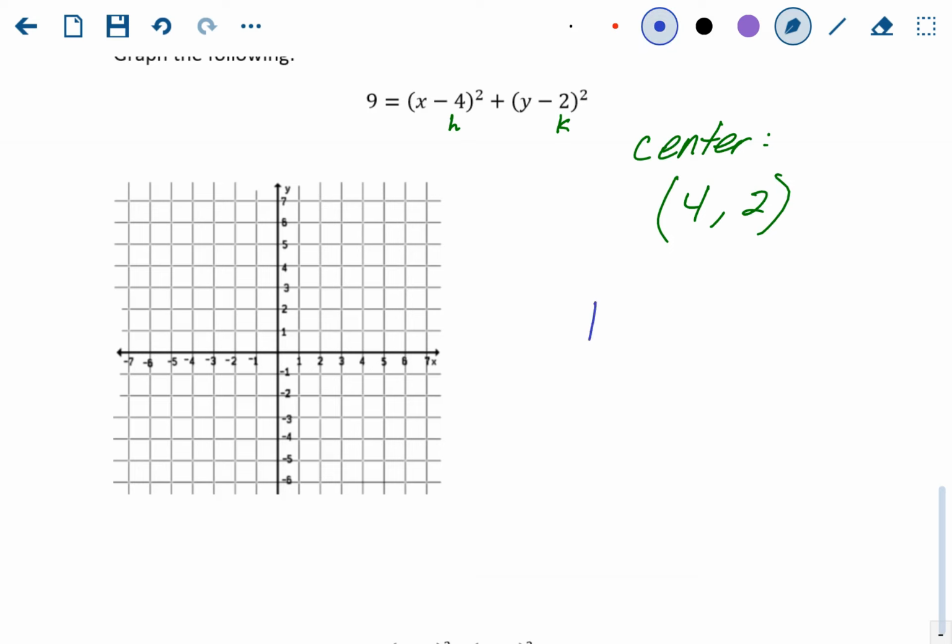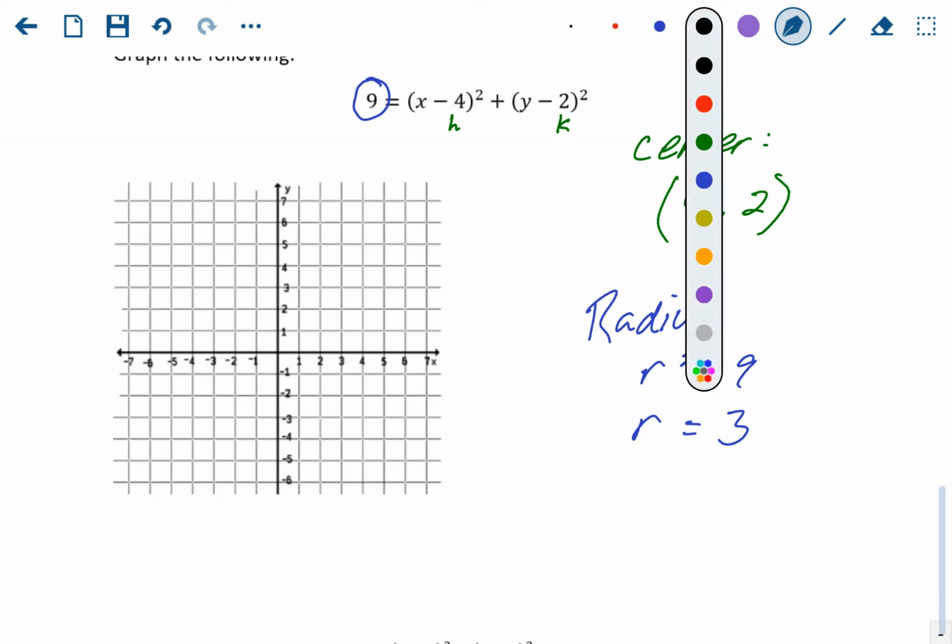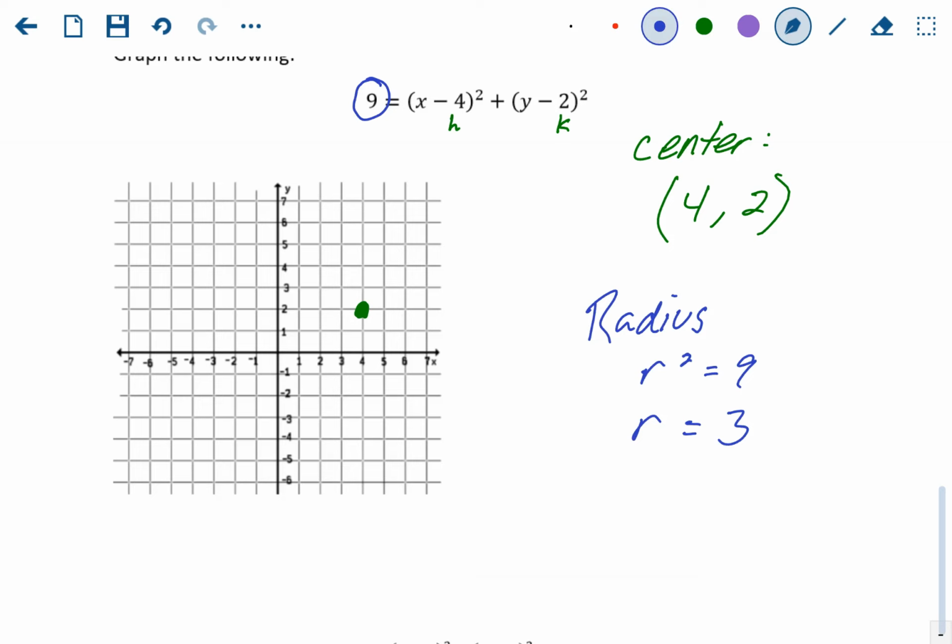Now for the radius, it's whatever it equals, but the square root of it. So r squared is 9. Again, the equation always equals r squared, which means the radius is 3. Okay. So we'll graph our center at 4, up 2. And then I like just doing the radius from the center. You'd go up 3, down 3, left 3, and right 3. And then do your best to draw a circle from that.